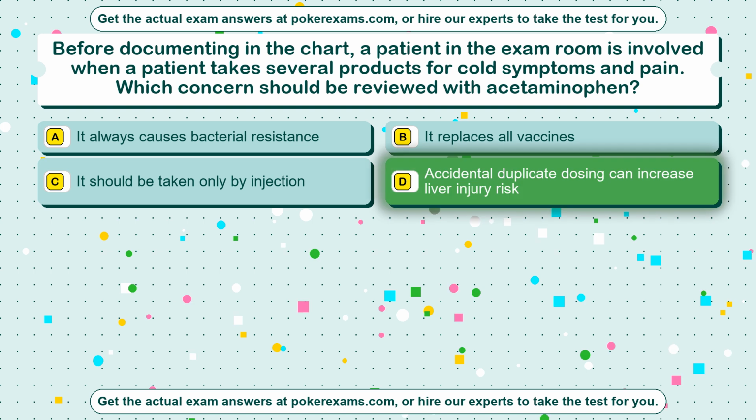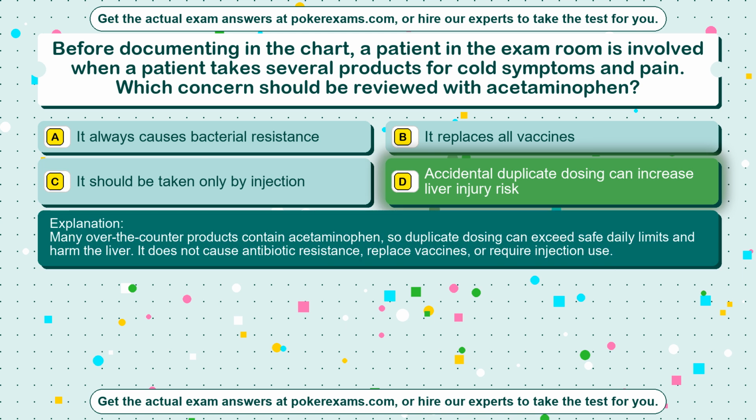The correct answer is option D, accidental duplicate dosing can increase liver injury risk. Many over-the-counter products contain acetaminophen, so duplicate dosing can exceed safe daily limits and harm the liver. It does not cause antibiotic resistance, replace vaccines, or require injection use.